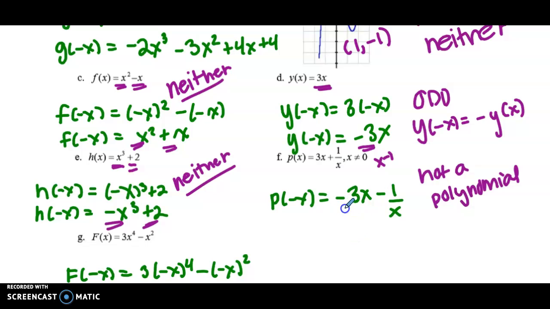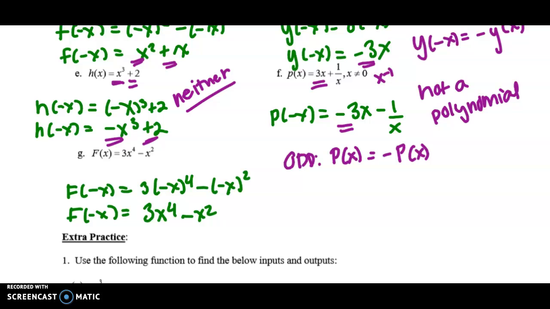Now if we look at our signs, opposite, opposite, so positive to negative, positive to negative. So this one is going to be odd. Make sure you write your concluding sentence using the correct letters. So P of x is equal to negative P of x. Every single sign changed or became the opposite. All right, let's take a look at our last one down here. We have a positive and a positive, a negative and a negative. So this one was going to be even.